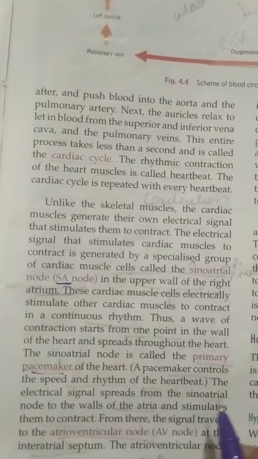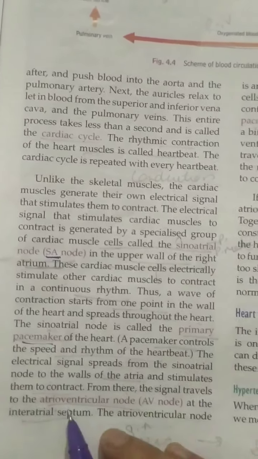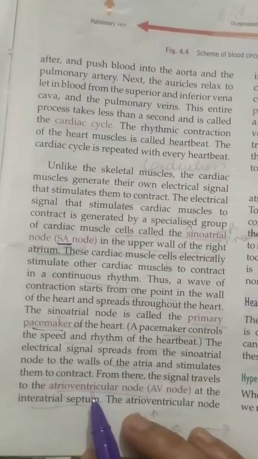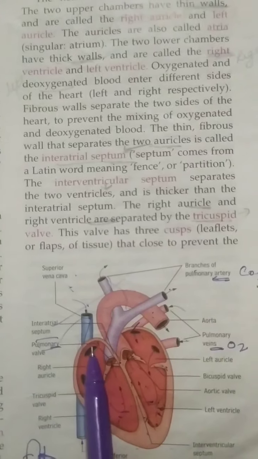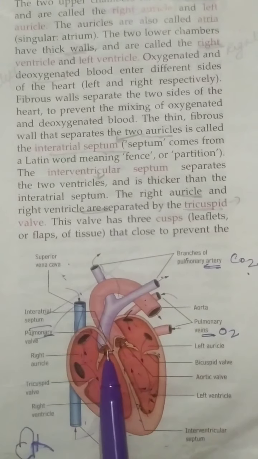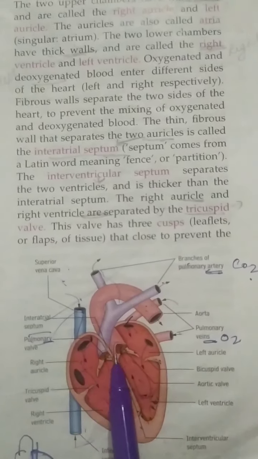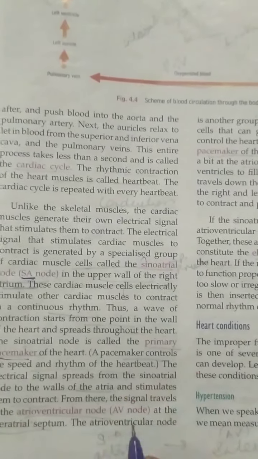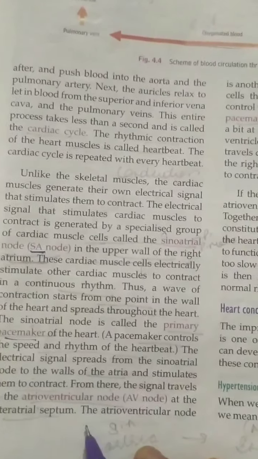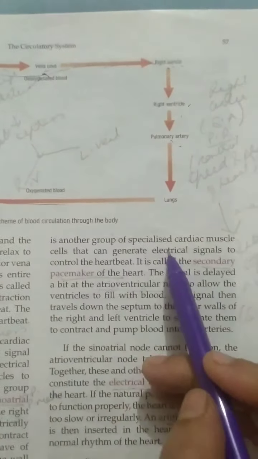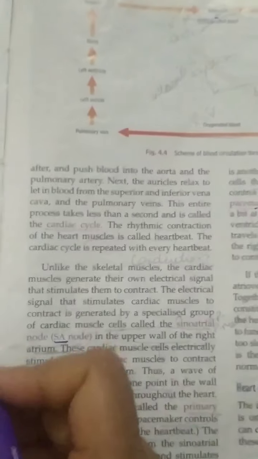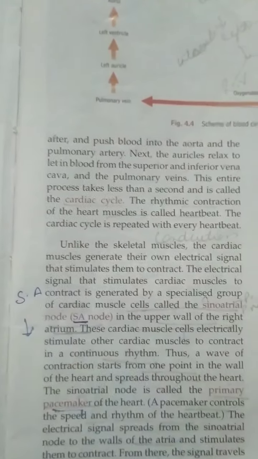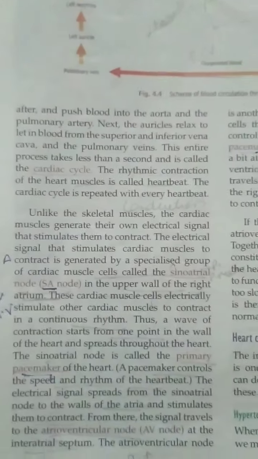The electrical signals spread from the sinoatrial node to the walls of the atria and stimulate them to contract. From there, the signal travels to the atrioventricular node at the interatrial septum. Means from the right atrium, the signal goes to the interatrial septum. From here, the signals come here. Then afterwards, at this interatrial septum, the AV node is another group of specialized cardiac muscles that generate electrical signals to control the heartbeat. It is called the secondary pacemaker. So who is the primary pacemaker? SA node is the primary, and AV node is known as the secondary pacemaker.